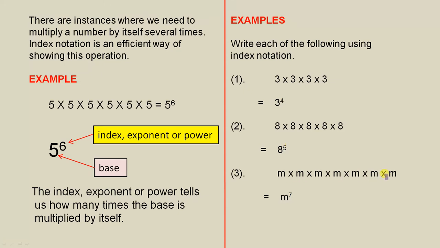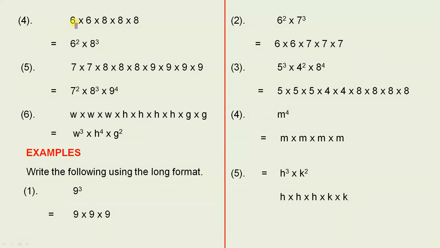All these m's are multiplied together. There are 7 of them, so the m is the base and the power or the exponent or the index is a 7. That tells us that the m is multiplied by itself 7 times. We have 2 6's multiplied together and 3 8's multiplied together. So 6 squared times 8 to the power of 3. That's the short way of writing that in index notation.